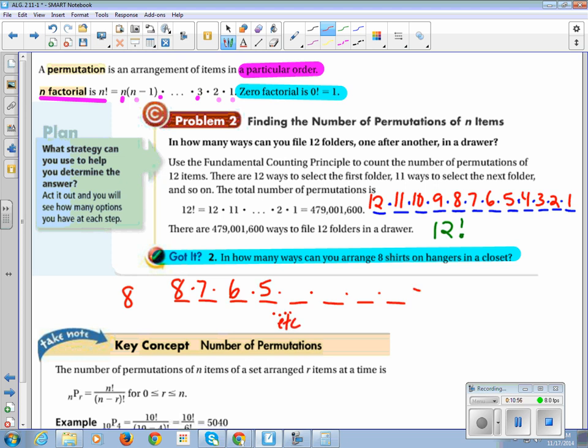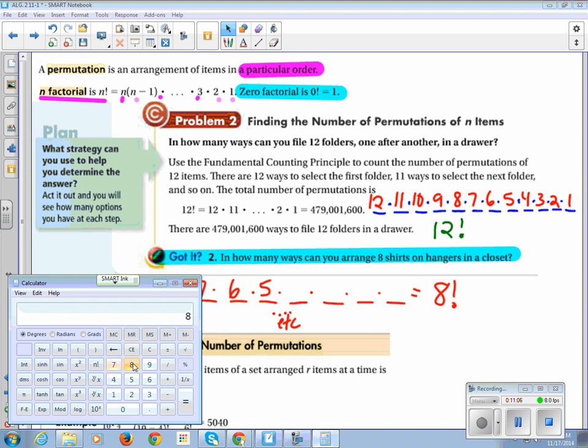Can we just say that this is going to be 8 factorial at the end of the day? And let's calculate that on our calculator. Easy peasy, lemon squeezy. 8 factorial. 8 shirts. There are 40,320 ways to arrange your 8 shirts. Goodness gracious.